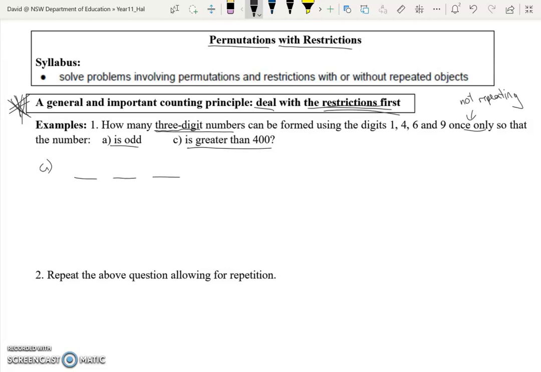it's got to be odd. So what digits can go at the end? That's my restriction. So deal with that first. First thing I'm going to do is odd. Well, look at these numbers. It could be a 1 or a 9. So there are two options there.